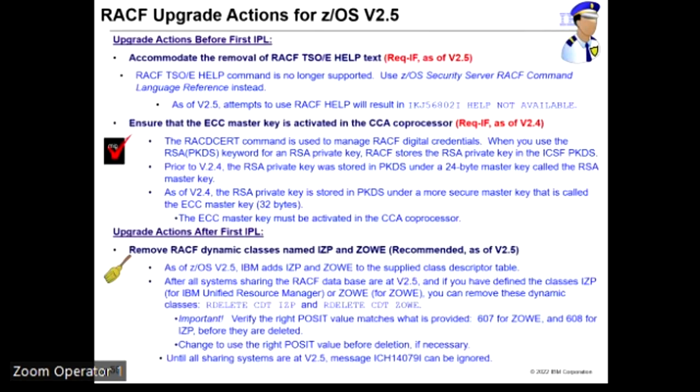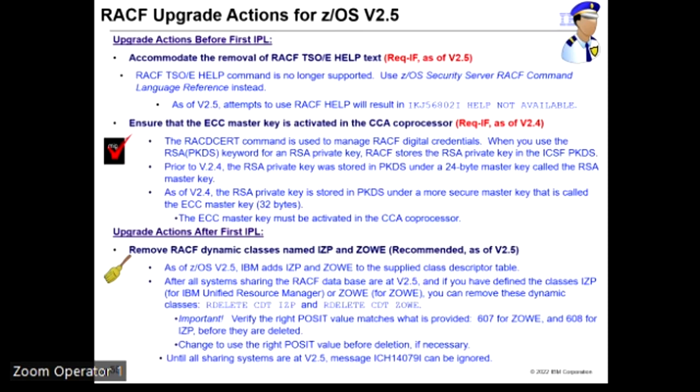All right, so the next one is RACF. We have removed the RACF TSO help text that you'll see here, and this was a business decision that we made, and it's no longer there in z/OS 2.5. If you want to look at the TSO help commands for RACF, you need to use the RACF Command Language Reference instead, which you can find on IBM documentation. If you try to invoke RACF help via TSO, you'll get this message here, help not available. That's what you'll see.